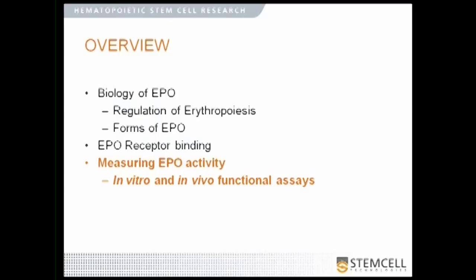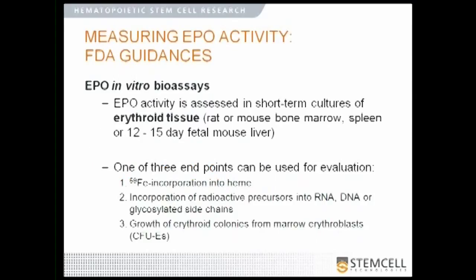I will now switch to discussing hematopoietic in vitro colony assays for the remainder of the talk, and will review how one can measure EPO potency and activity using these assays. According to FDA guidelines, EPO activity in vitro should be assessed in a short-term culture, specifically using erythroid tissue. The measurements can include either iron 59 incorporation into heme, incorporation of radioactivity precursors into RNA, DNA, or glycosylated side chains, or the growth of erythroid progenitor colonies from marrow erythroblasts. These are called CFUE, or colony-forming units erythroid.